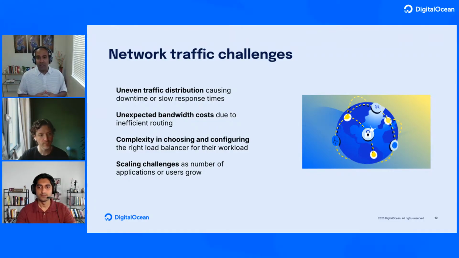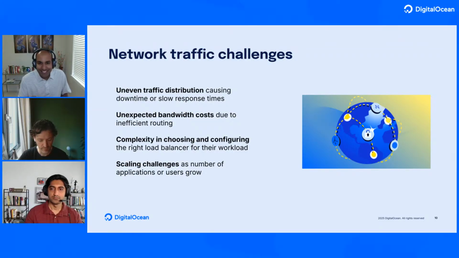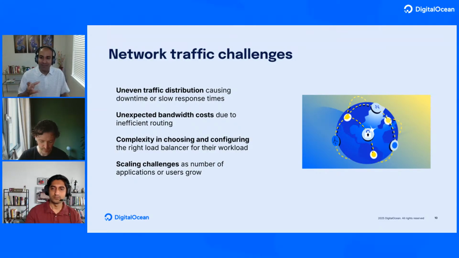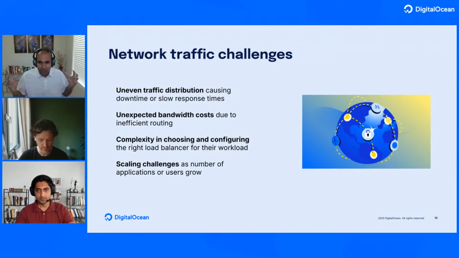The second challenge could be unexpected bandwidth costs due to inefficient routing, right? Bandwidth surprises aren't fun, especially when they show up on your invoice. If traffic is bouncing between regions or routing inefficiently across services, those charges stack up pretty quickly, right? And without good control or visibility, it's easy to burn the budget unintentionally, right?